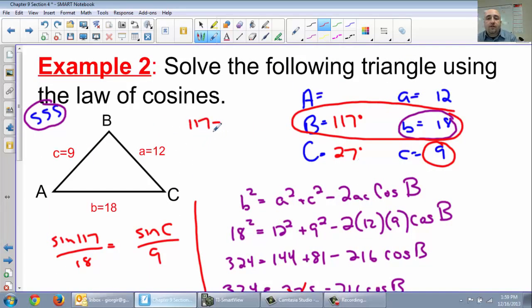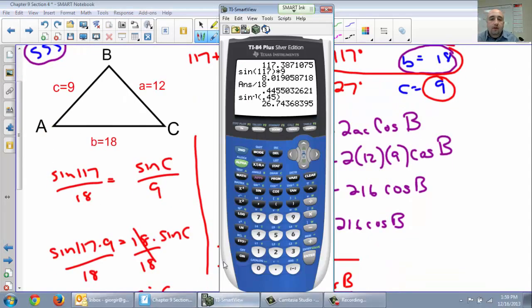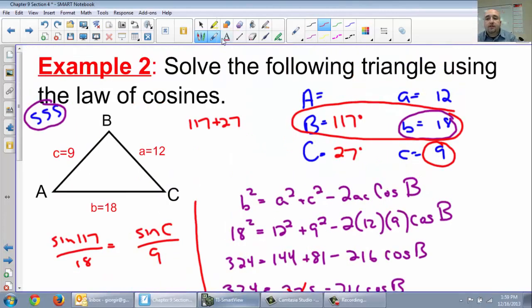Now let's do 117 plus 27. And I'm going to subtract 180 minus 144. And that should give me my last angle, which is 36. So 36 degrees. Okay, so there's the law of cosines. We did one example of side angle side, one example of side side side. They're all done the exact same way, depending on which one you're given.